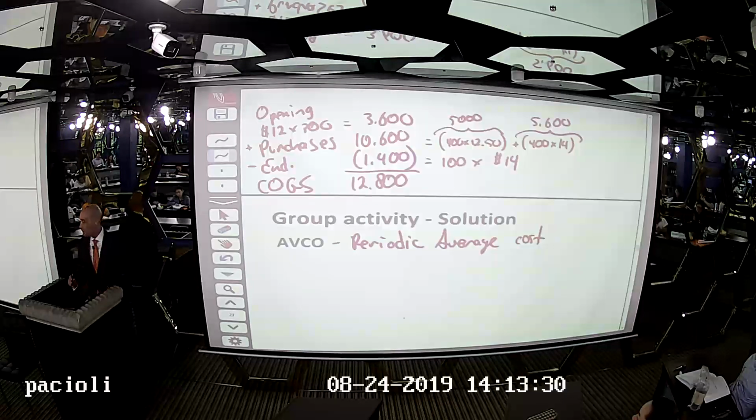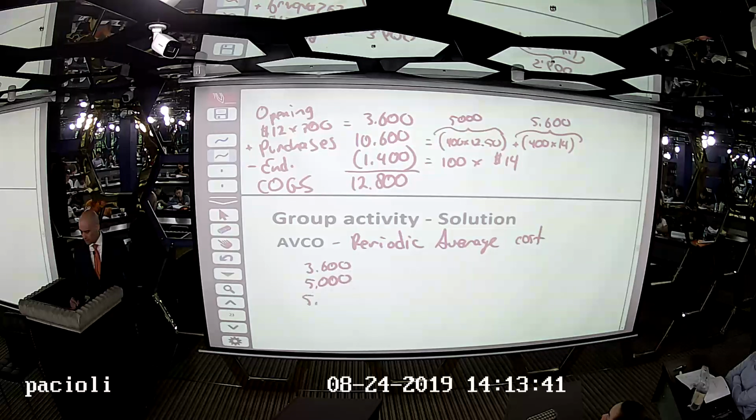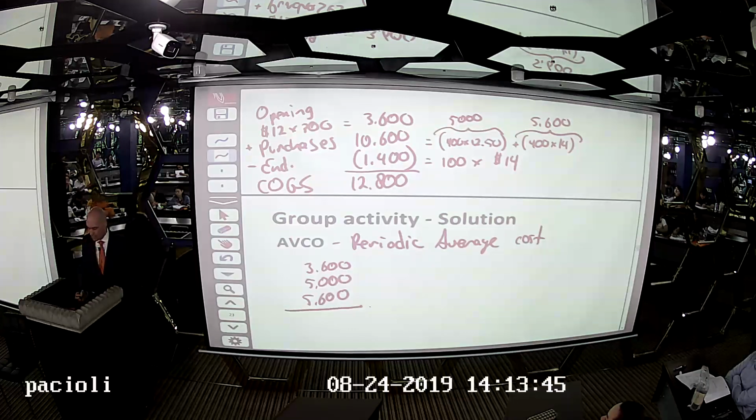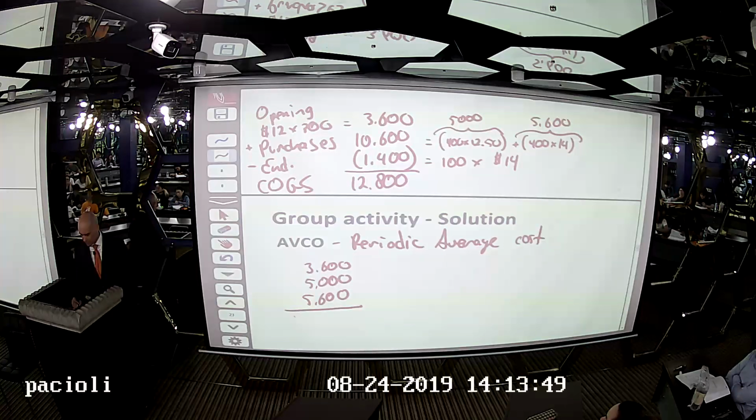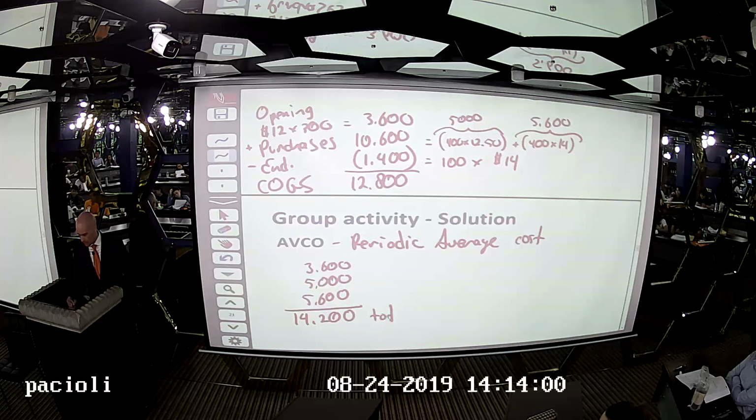For the periodic average cost, we need to find the total cost. The opening inventory was 3,600, and then we bought inventory of 5,000 and 5,600. So the total cost is going to add up to 14,200. And this is the total cost.